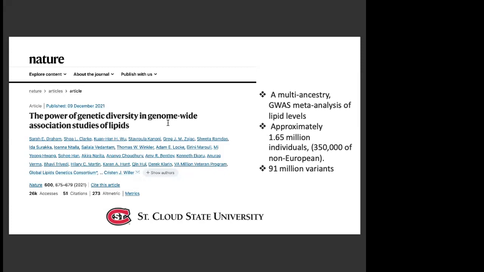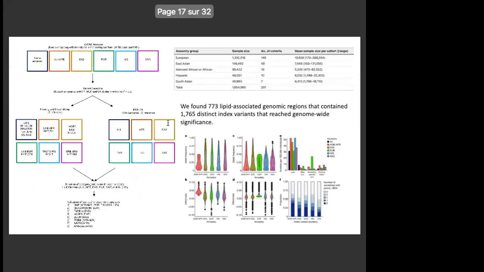So we have 1.65 million individuals, and how many SNPs did we find? We found, I'm sorry, 773 lipid-associated regions that contain 1,765 variants that reach genome-wide significance.